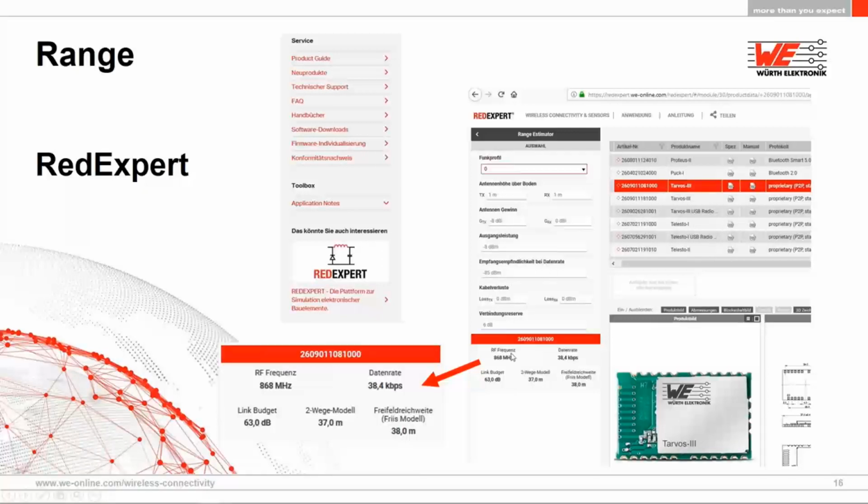a bit of calculation. In effect, this module here, the Tavos 3 with a PCB antenna, I just put in some figures, I get 37 meters on the two-way or two-ray ground module. And funnily enough, for the Friis model, I get 38, which isn't much more.